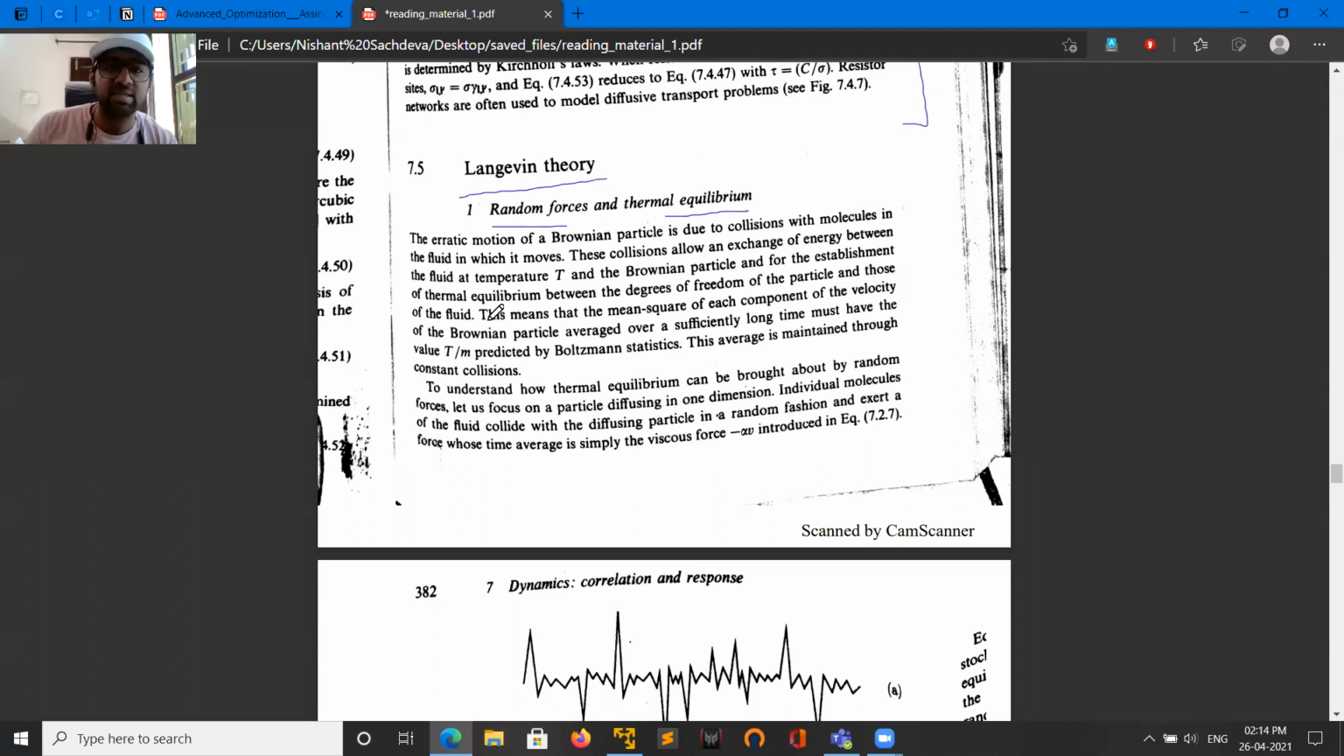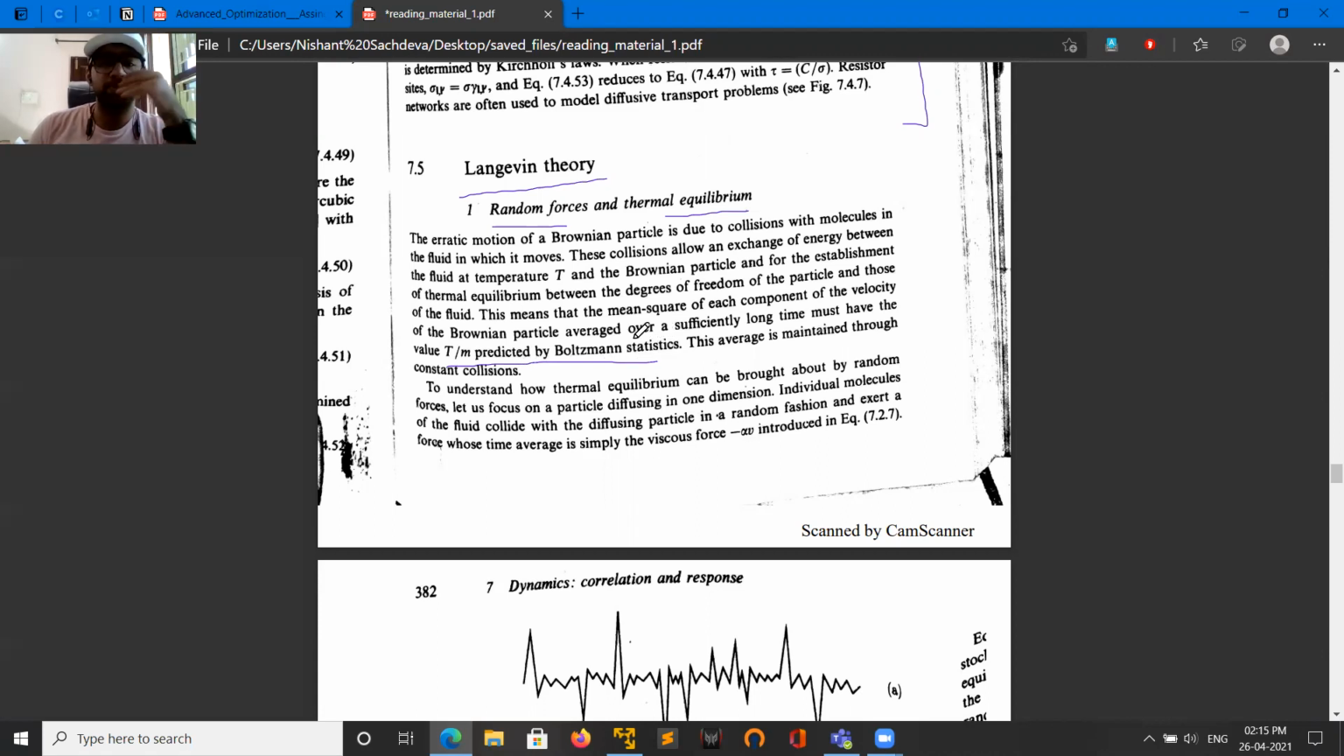This means that the mean square of each component of the velocity of the Brownian particle, averaged over a sufficiently long time, even though it keeps changing with time, must have the value T by M. That is the value of velocity that is normally assumed by the Boltzmann statistics. This average is maintained through constant collisions.